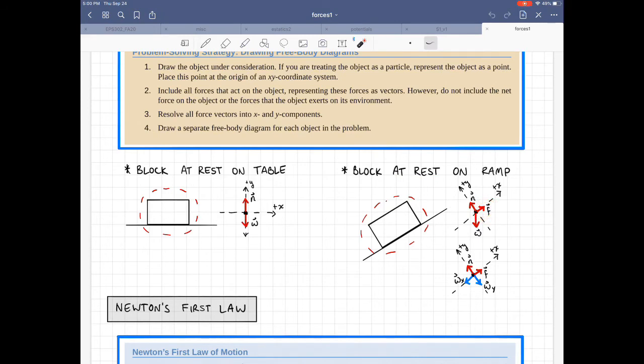The typical next step for a free body diagram is that when you have a vector that is not along your x or y axis, we immediately break that vector up into components so that all of our vectors on the free body diagram are just x and y vectors. So we replace the weight with a y component and an x component.